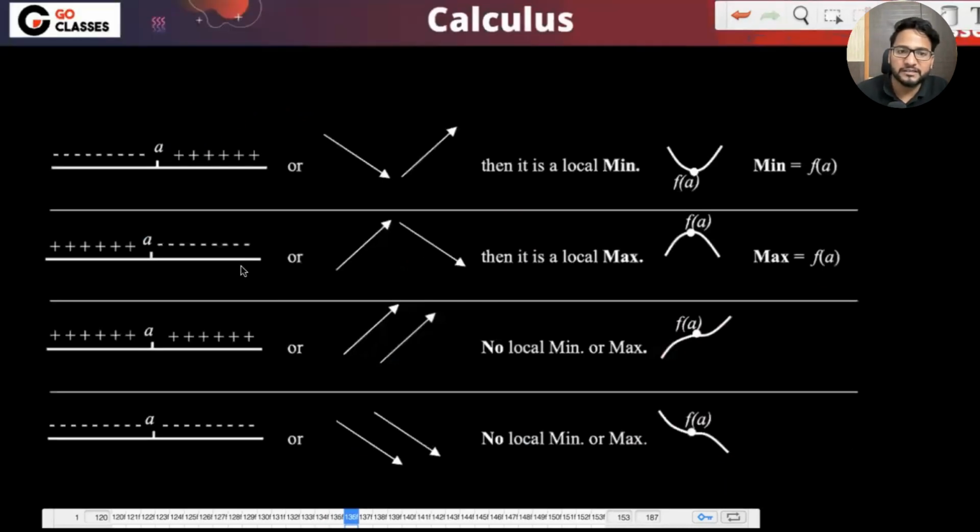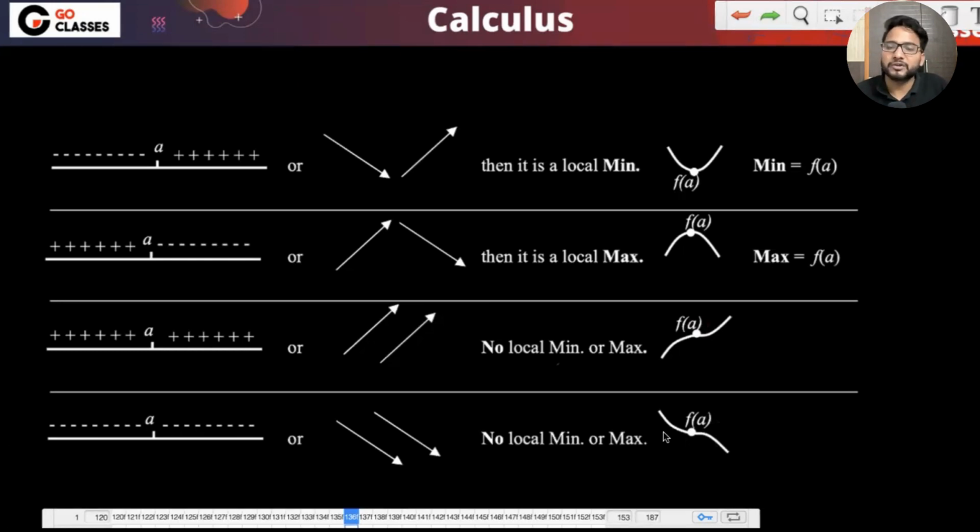But yeah, let's just summarize this. If it is negative to positive, which means it was decreasing, then increasing, then this is local minima. Positive to negative, which means it was increasing, then decreasing, local maxima. Positive to positive, which means it was increasing, then something happened. Here the f dash is actually zero. Something happened and then it started increasing again. Then it is called point of inflection. Negative negative means it was decreasing, something happened, f dash is zero, and then it started decreasing. Then it is basically neither minima nor maxima.